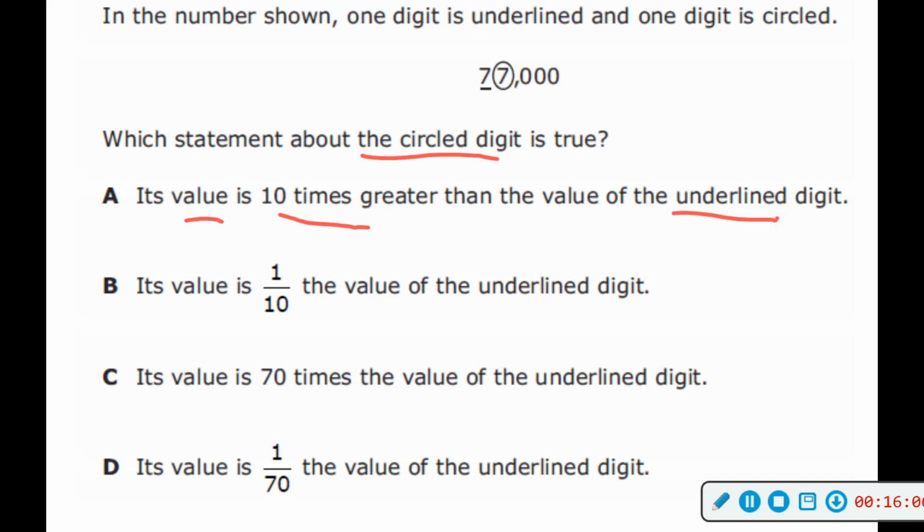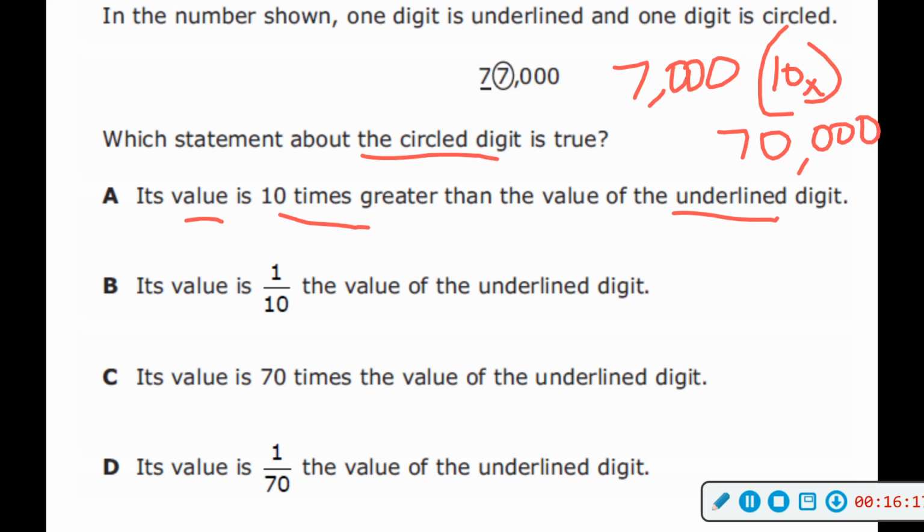Meaning, is 7,000 10 times the amount of 70,000? Since 7,000 is less than 70,000, we know that this should say 1/10. Therefore, it's wrong.